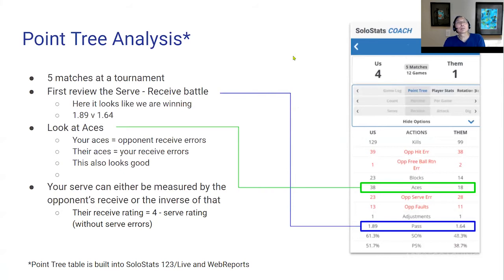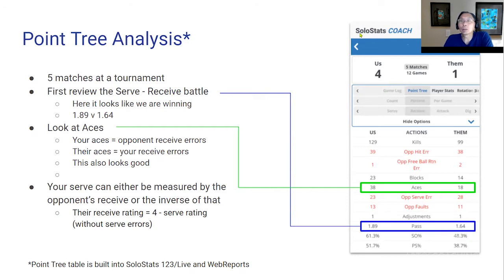Okay, so now here's what I call my point tree, which is generated automatically inside of SoloStats 1 through 3, or live while you're taking the stats, or within web reports, which, when you back up your statistics to our cloud-based analytics, you'll get these trees as well. This is our SoloStats coach version, which is a mobile version of web reports.